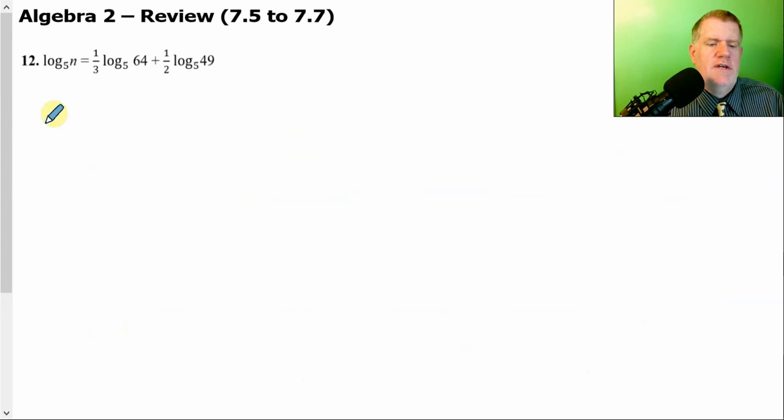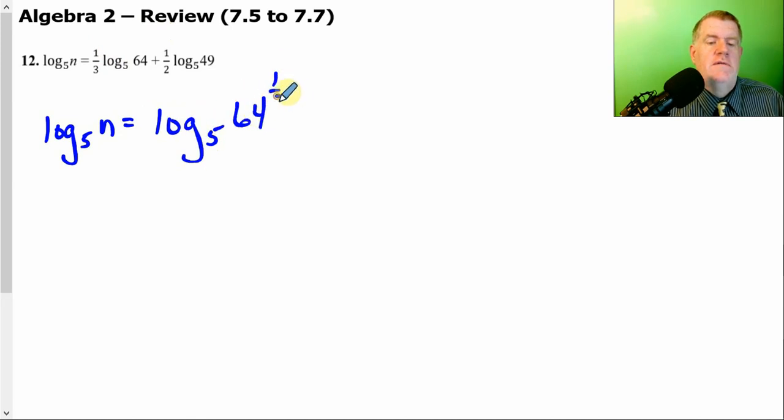Got a lot of log base 5s. So let's start doing our properties. If that's out in front, I can make that into an exponent. Same with this. This 1/2 can become an exponent.